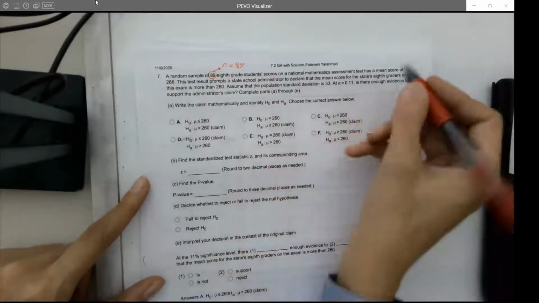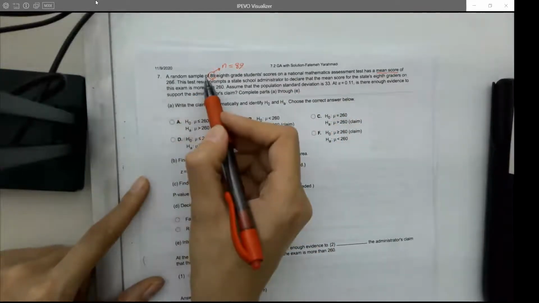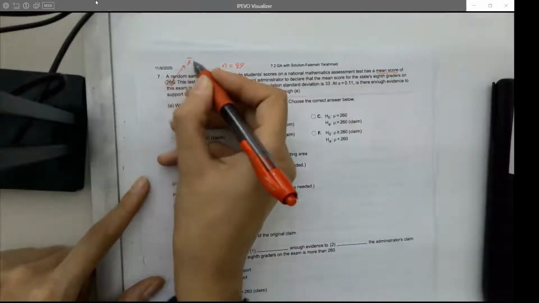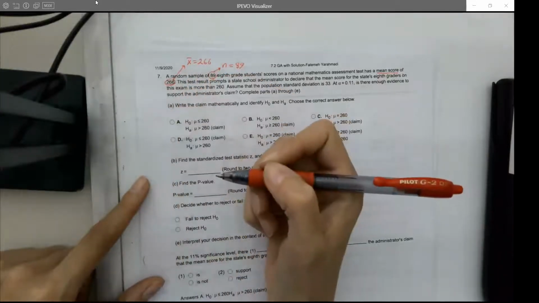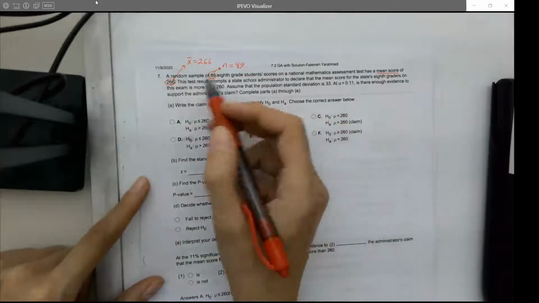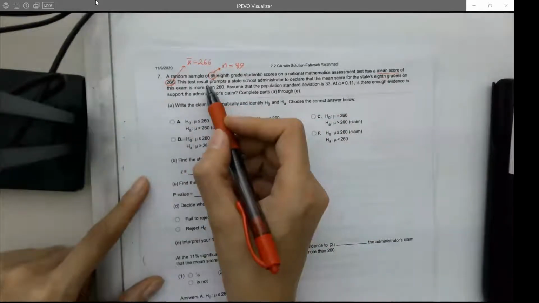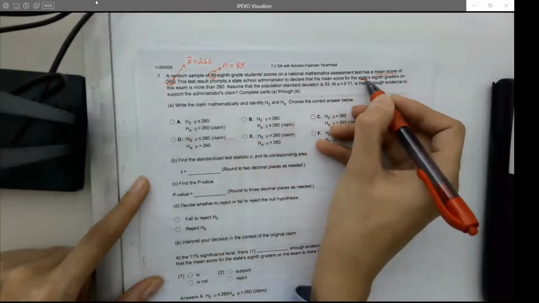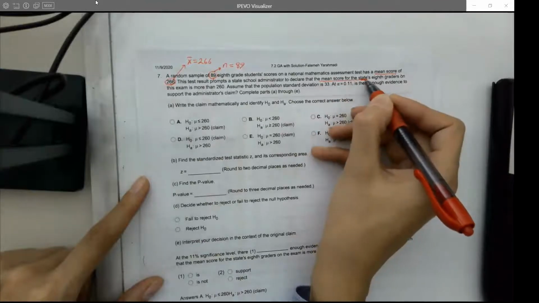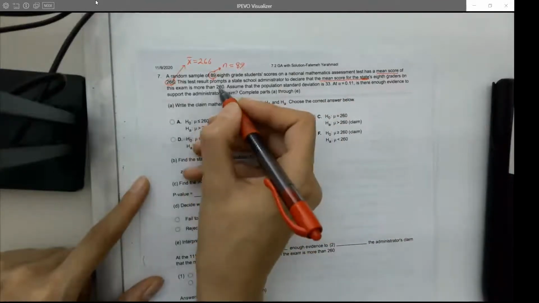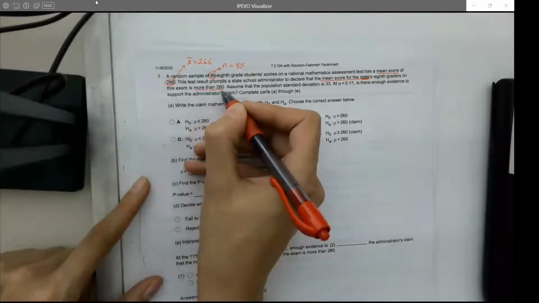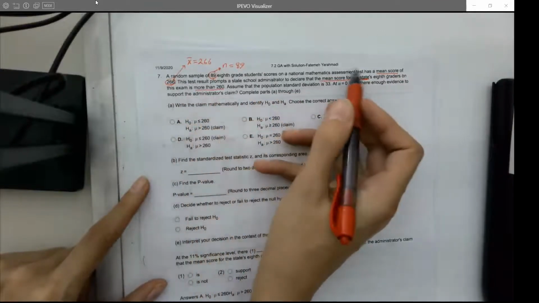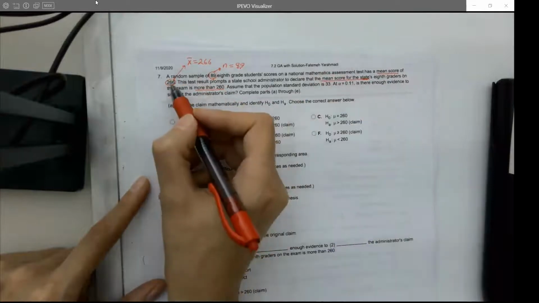The assessment test has a mean score. This random sample has a mean score of 266. It means that x bar is given to us, 266. This test result prompts a state school administrator to declare that the mean score for the state on this exam is more than 260. So remember that here you had a sample and the information about the sample was x bar.